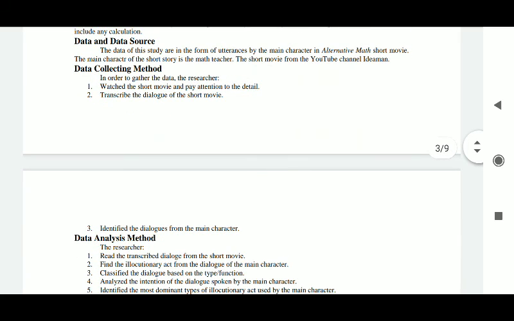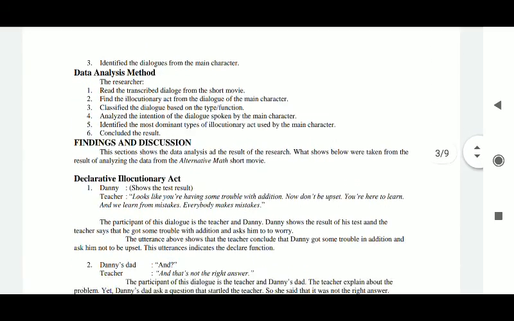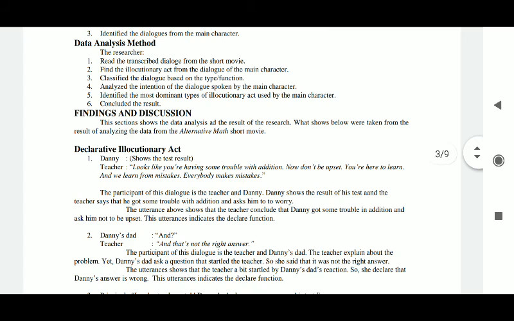The data of the study are in the form of utterances by the main character of the alternative math short movie. The main character of the short movie is a math teacher. The short movie is from the YouTube channel Idea Man. In order to gather the data, the researchers watch the movie and pay attention to the detail, then transcribe the dialogue of the short movie and identify the dialogues from the main character.